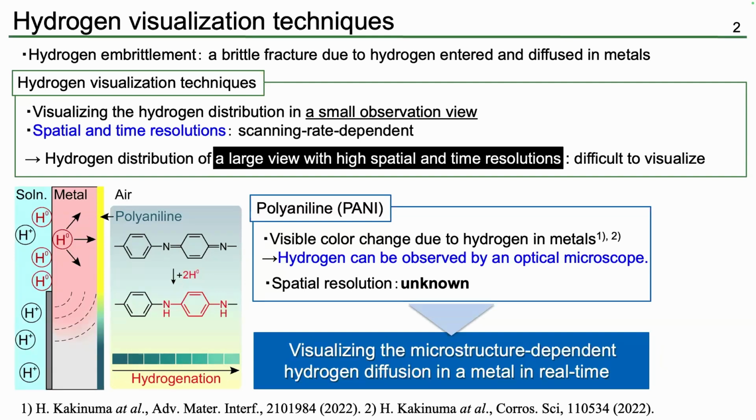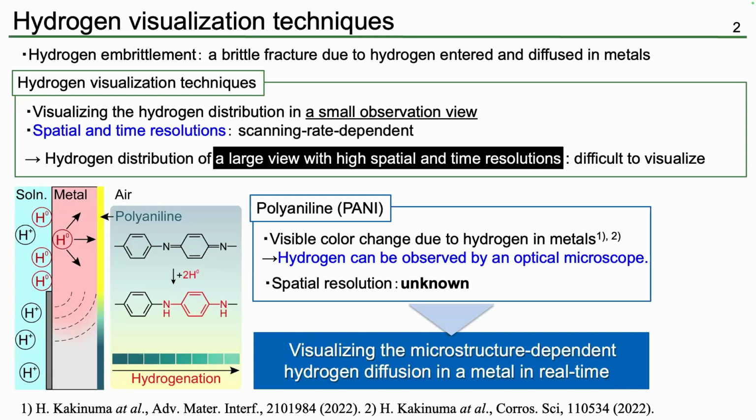We introduced hydrogen atoms electrochemically into the specimen, and they diffuse to the other side. On the other side of the specimen, a polyaniline layer is polymerized. In the previous research, we reported that the polyaniline changes its color due to the reaction with atomic state hydrogen in metals. Because the visible color change is caused by hydrogen in metals, the hydrogen distribution can be observed in an optical microscope, which can observe a large observation area with high spatial and time resolutions.